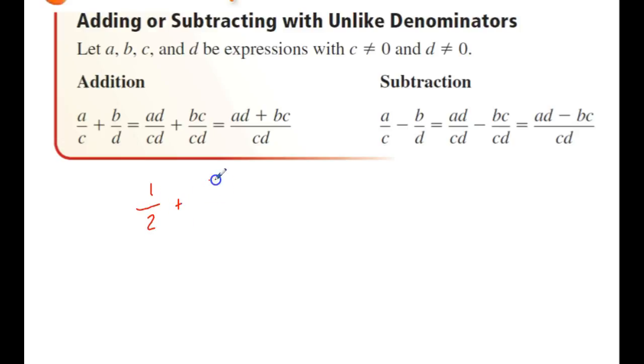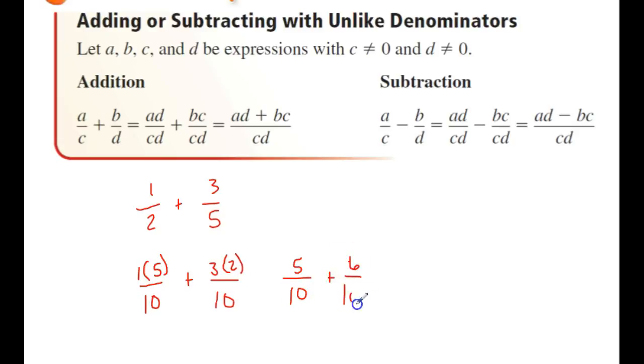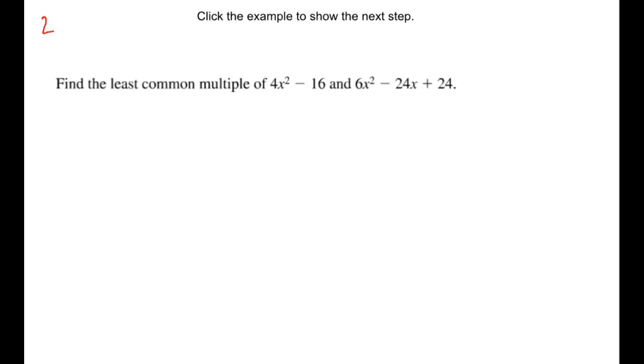So if I have 1/2 plus 3/5, well, I can't add those because the denominators are different, so I have to find that common denominator, and I go ahead and multiply those two together. So then to find my new numerators, I multiply the original numerator times the opposite denominator, and then I can simplify from there. So I end up with 5/10 plus 6/10. So now that my denominators are the same, I can add my numerators.